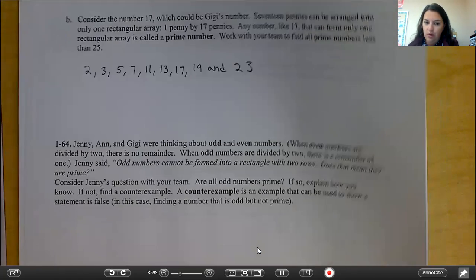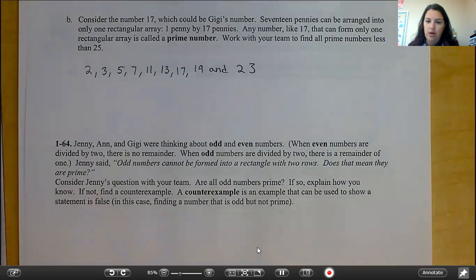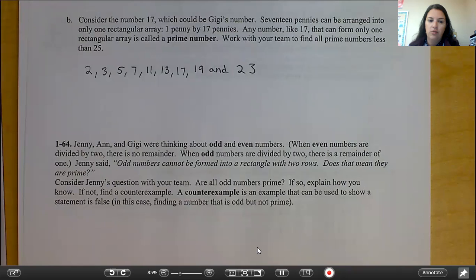Moving on to 164. Jenny, Ann, and Gigi were thinking about odd and even numbers. When even numbers are divided by 2, there is no remainder. When odd numbers are divided by 2, there is a remainder of 1, Jenny said. Odd numbers cannot be formed into a rectangle with 2 rows. Does that mean they are prime?